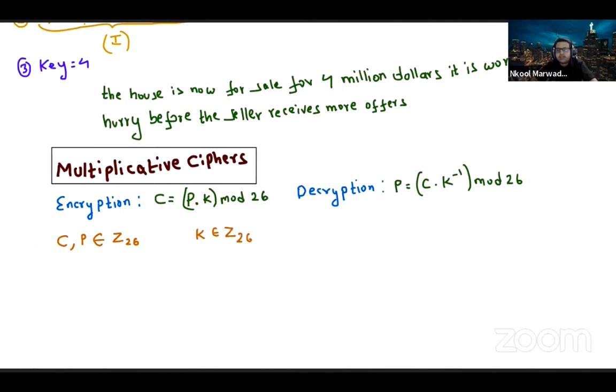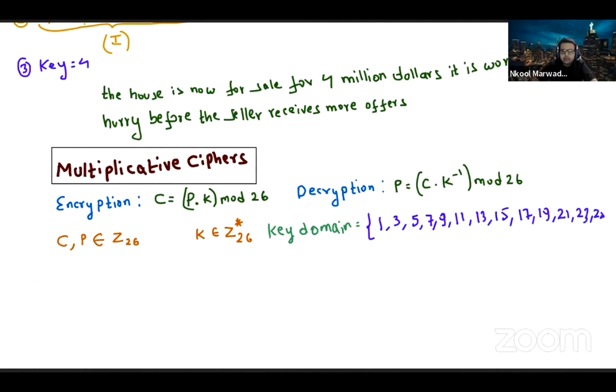And this Z26 star is the set of odd numbers. So I can say that in multiplicative ciphers, the key domain, like the set of possible values which the key can take, is the set of odd numbers from 1 to 26: 1, 3, 5, 7, 9, 11, 13, 15, 17, 19, 21, 23, 25. So in total we have 13 numbers.